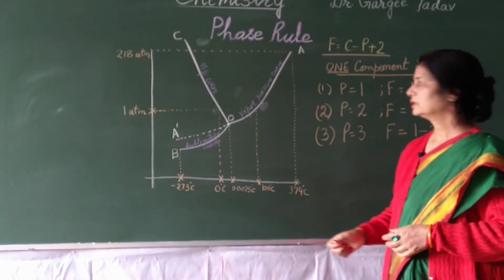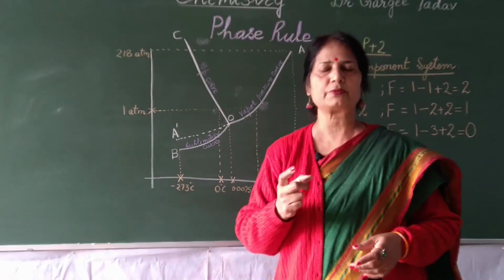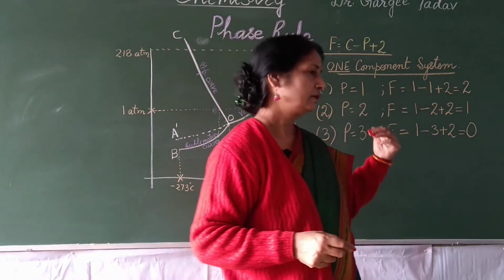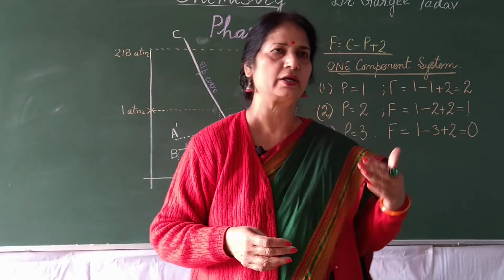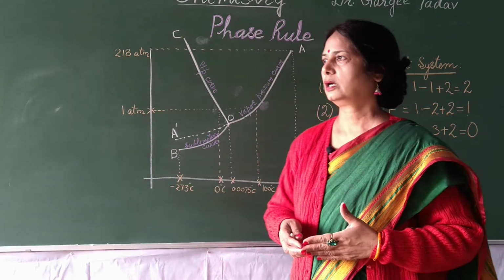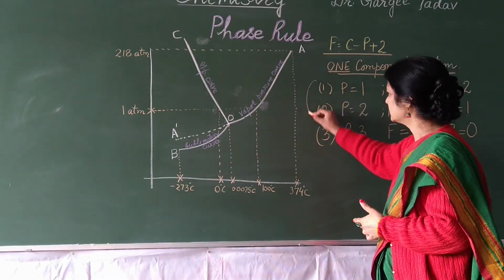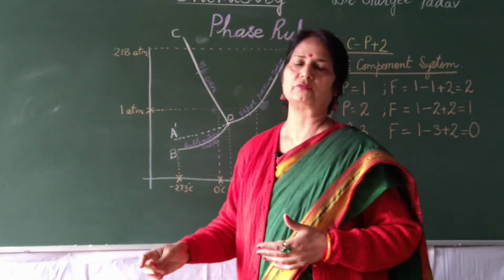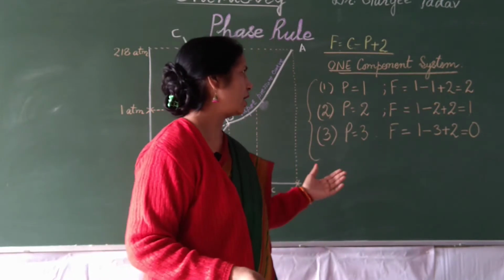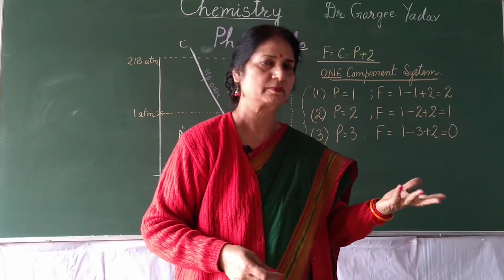This means that when three phases are present in equilibrium in a one component system, then the degree of freedom is 0. This means that the system is non-variant. We call it non-variant when the degree of freedom is 0. So we have seen all the three cases. Now we will see the phase diagram for the water system, and we will see how the degree of freedom varies with the number of phases present.